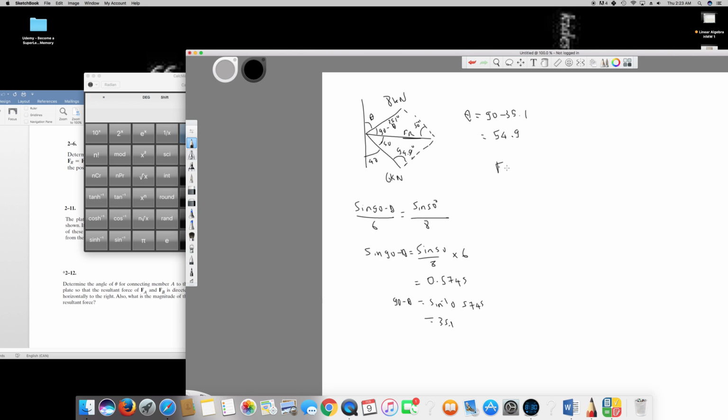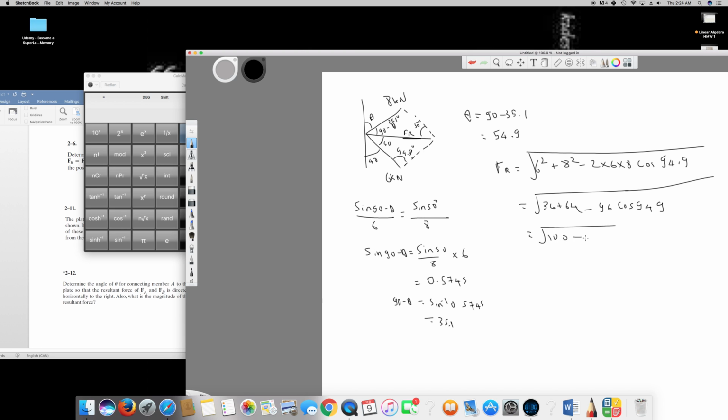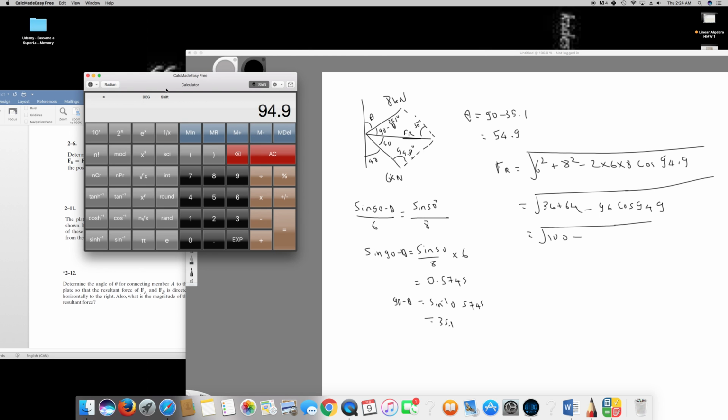So let's do that. Fr is equal to the square root of 6 squared plus 8 squared minus 2 times 6 times 8 cos 94.9 degrees. So let's put it all in the square root. 6 squared is 36 plus 8 squared is 64 minus 2 times 6 is 12, 12 times 8 is 96, cos 94.9 degrees. And 36 plus 64 is 100. 100 minus 96 cos. Let's plug this in the calculator and see what happens.